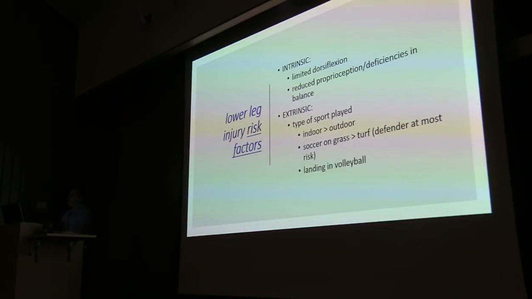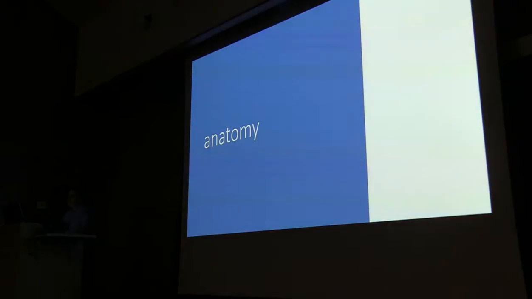Indoor seems to be worse than outdoor, but interestingly enough, soccer on natural grass versus any kind of artificial turf seems to put people most at risk, especially if they're playing at the defender position. I'm used to the days when AstroTurf caused a lot of injuries, so we're seeing it a little differently now. Landing in volleyball seems to be a close second place. A lot of it has to do with landing on teammates who are crowding the net.